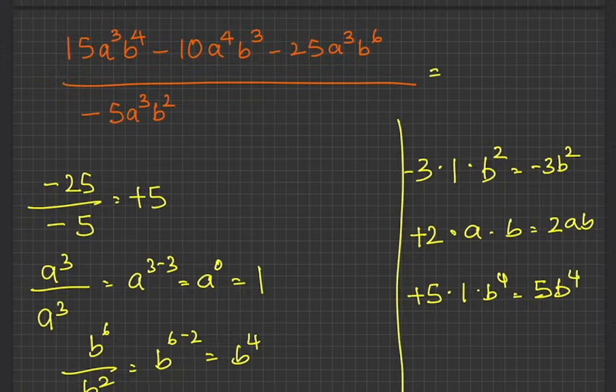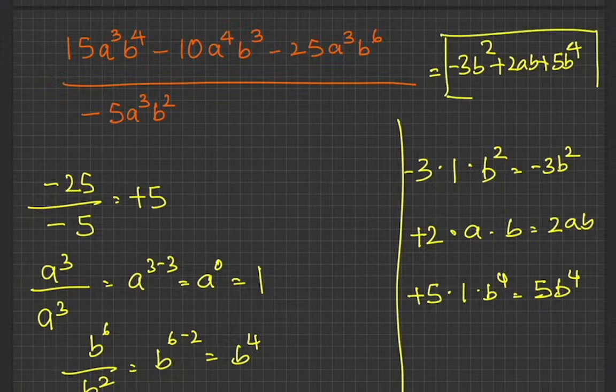So the answer for this, that is the quotient, is negative 3b squared plus 2ab plus 5b to the power 4. Yeah. So there was a confusion, and by mistake I made them negative here. So that's not the correct quotient.